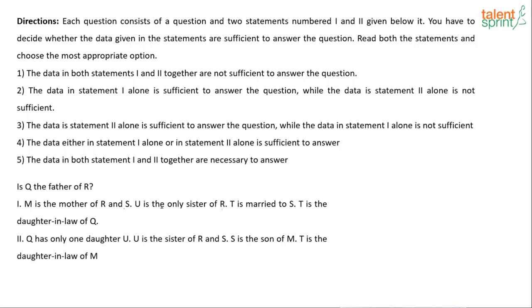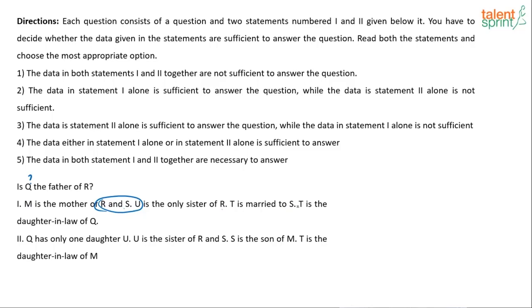See, you don't have to draw a family tree always. You can visualize this whole family here. M is the mother of R and S. U is the only sister of R, so R, S and U are siblings. U is the only sister of R and S. Here what is important is the gender of Q, not the gender of R. We don't have to worry about whether R is the son or daughter. So far we know that M is the mother of R, S and U.